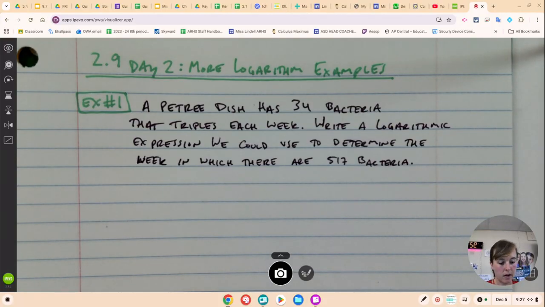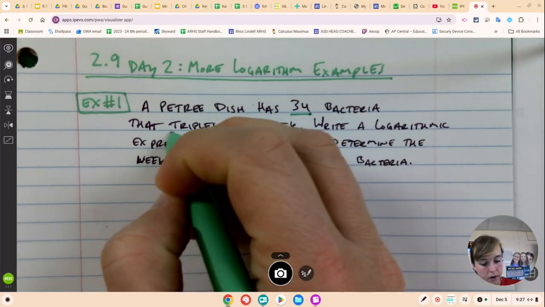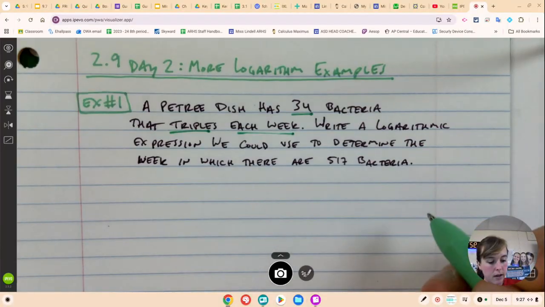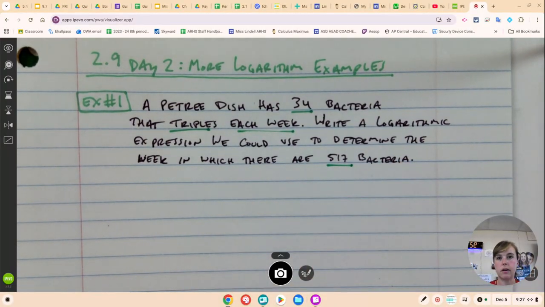But today, to start us off, we have a petri dish that has 34 bacteria that triples each week. We want to write a logarithmic expression that we could use to determine the week in which there are 517 bacteria. So, to start us off, we might want to note we're starting with 34 bacteria. We also want to note it's tripling each week. And we want to determine the week in which there are 517 bacteria. So those are all the key numbers that we're going to need in order to do this problem.